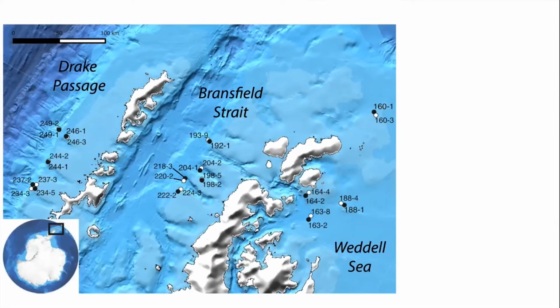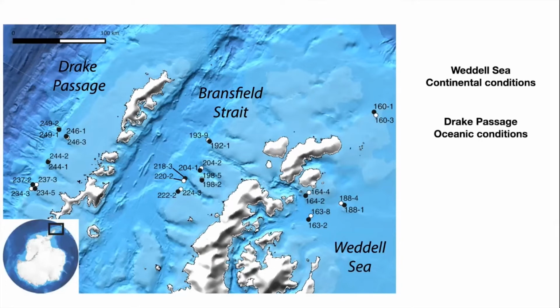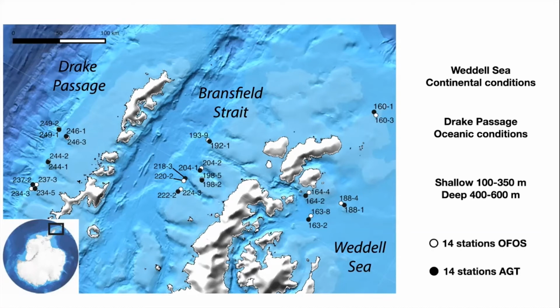The sampling area is the Antarctic Peninsula, three different areas: the Drake Passage, with oceanic conditions, the Weddell Sea with continental conditions, and then the Bransfield Strait, which is a mix of the conditions of the Weddell Sea and the Drake Passage. 14 stations were sampled in these three areas, and at two different depths: shallow from 100 to 350 meters, and deep from 400 to 600.